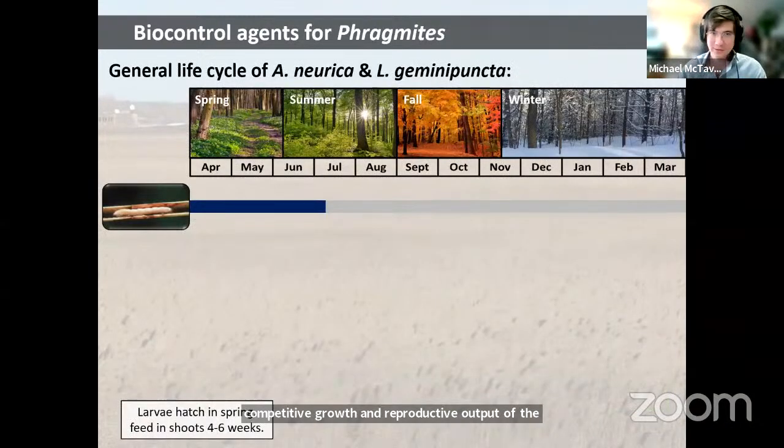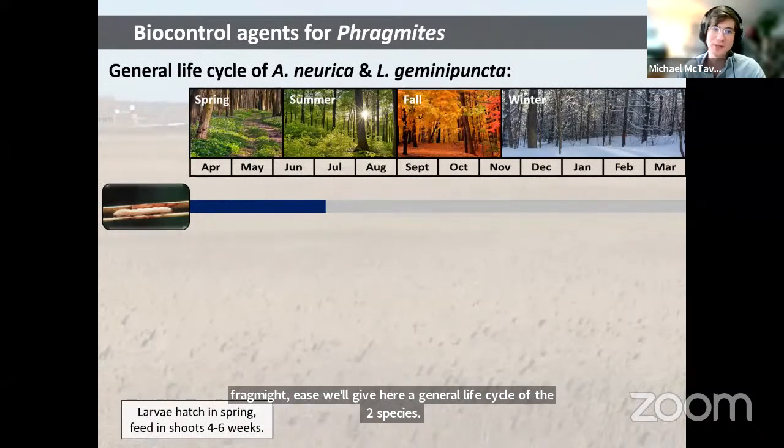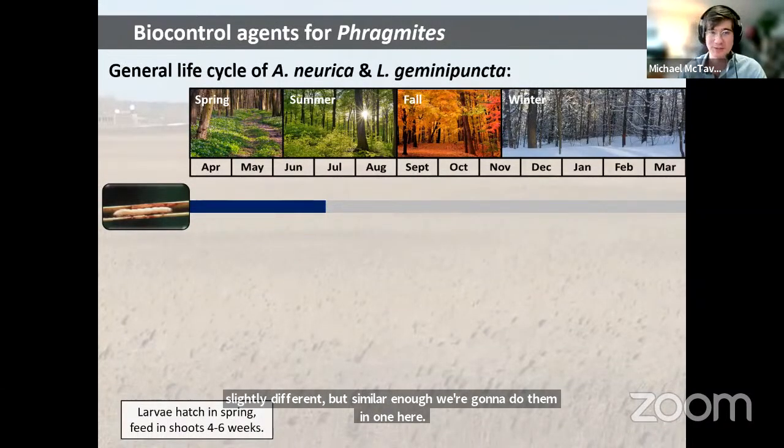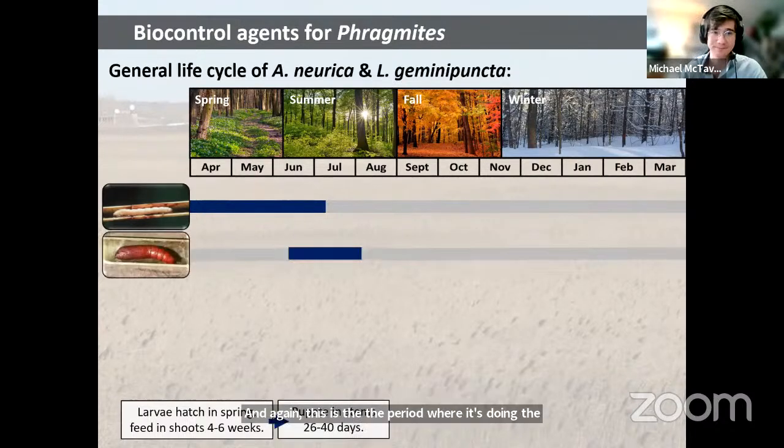We'll give here a general life cycle of the two species. They're slightly different, but similar enough. We're going to do them in one here. The larvae hatch in the spring and will feed in the shoots for about 4 to 6 weeks. And again, this is the period where it's doing the actual damage to the target.